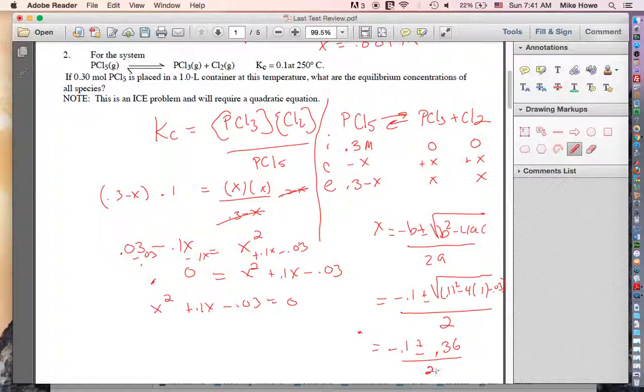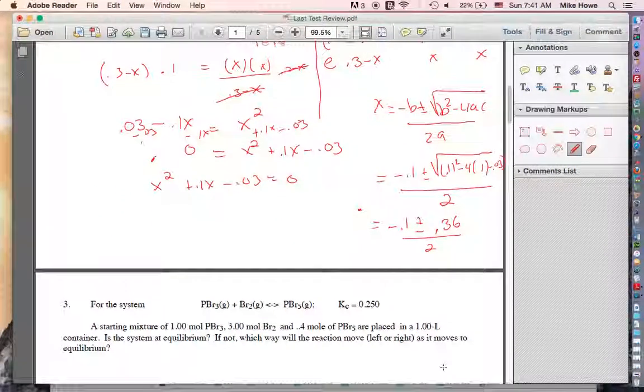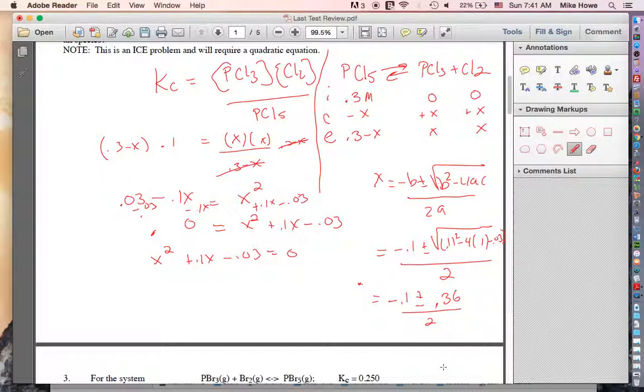And all that's divided by 2. See how much room I've got? Kind of running out of room. So I'm going to come over here to continue the problem. So now negative 0.1 minus 0.36 would be a silly answer, because that would give us a negative number, and since the answer is going to equal x, x can't be a negative number, because that would give us a negative concentration, and that'd just be silly. So we can't have a negative concentration. Therefore, we have to use the negative 0.1 plus 0.36.